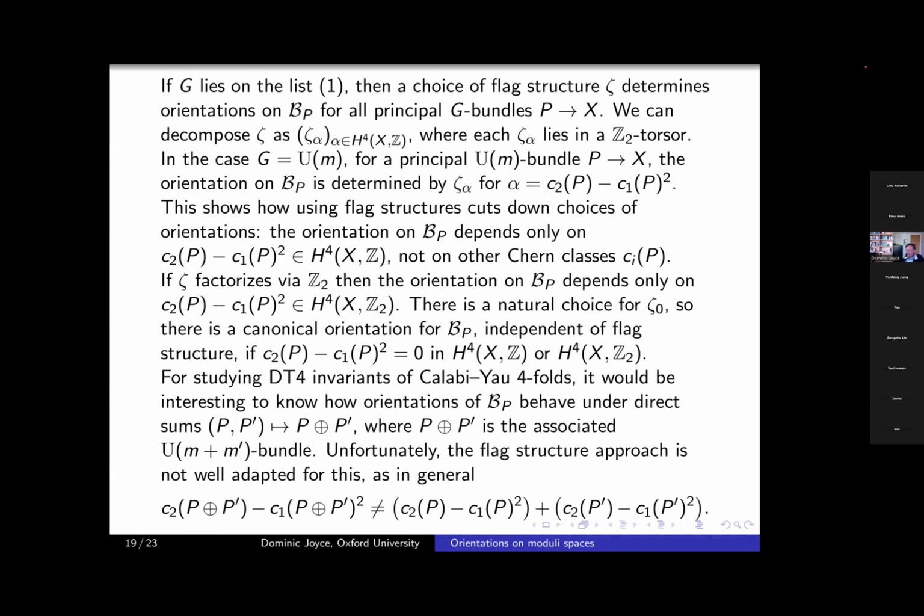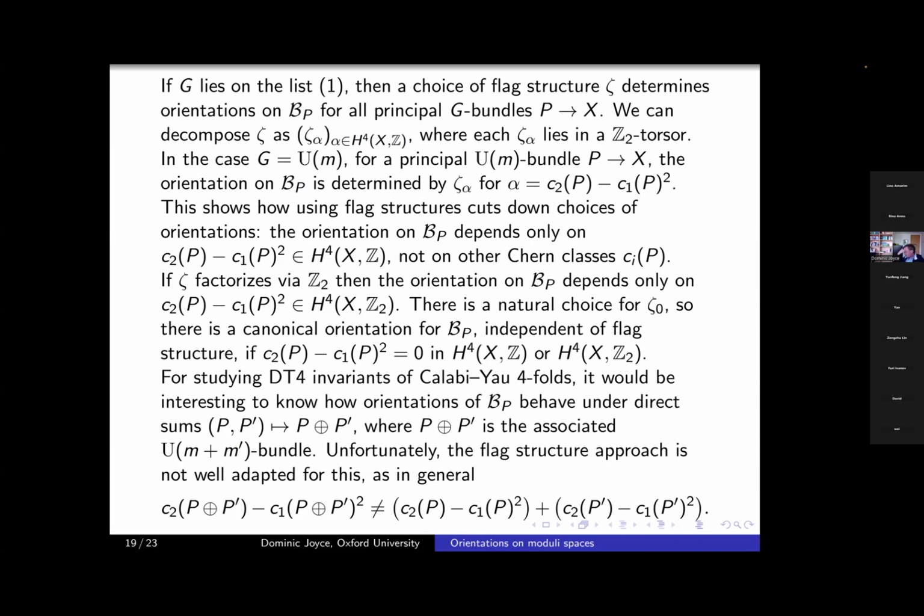And if G lies on our favorite list of Lie groups, a choice of flag structure determines orientations on BP for all principal G bundles. So if we decompose the flag structure as a piece of data zeta alpha for each integral class alpha, where each zeta alpha lies in a Z2 torsor, then for principal bundles, it turns out that the orientation on BP is determined by zeta alpha when alpha is C2 of P minus C1 of P squared.